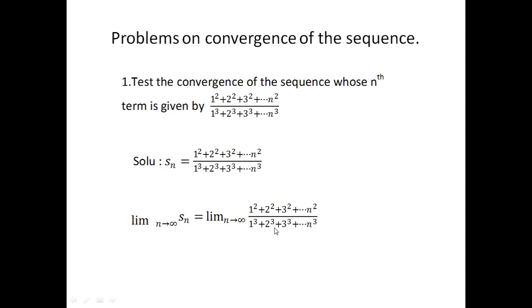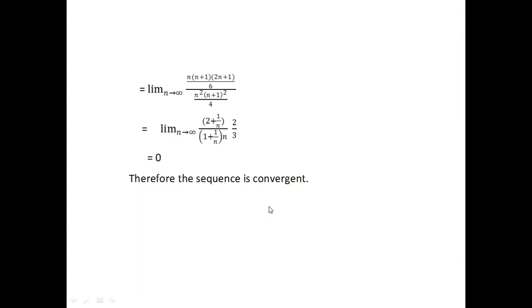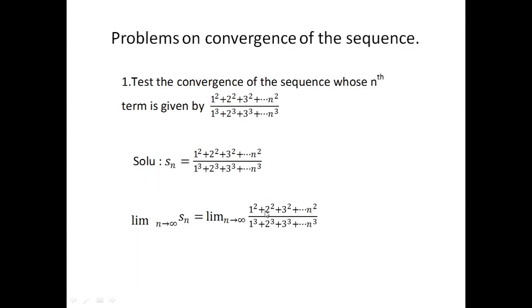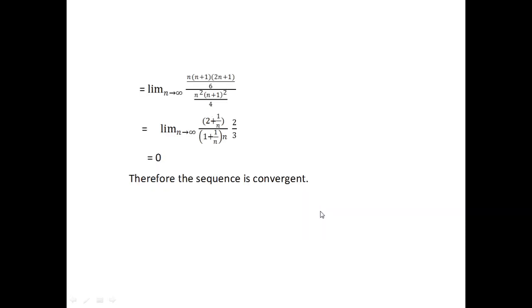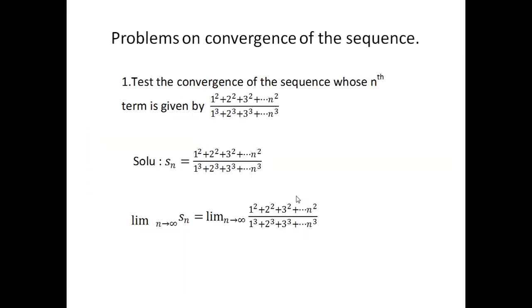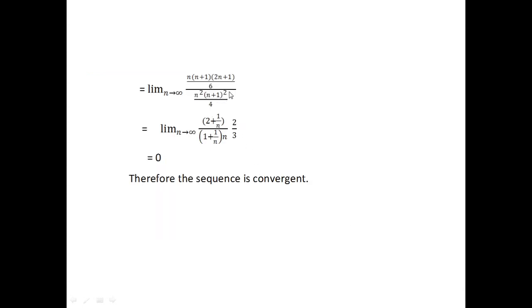From number theory, we know the sum of these. The sum of squares of the first n natural numbers is n into n plus 1 into 2n plus 1 by 6, and the sum of the cubes of the first n natural numbers is n square into n plus 1 whole square by 4. Please remember these two formulas. Now cancel the n value.